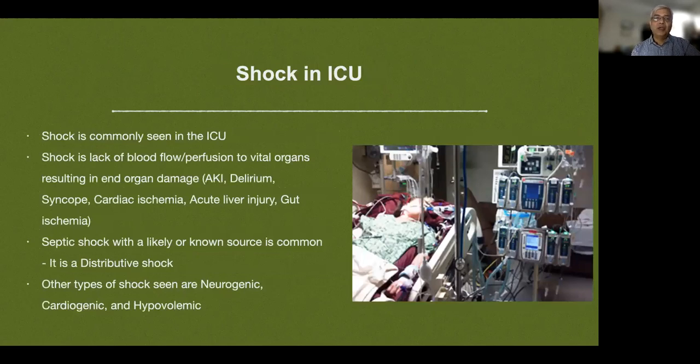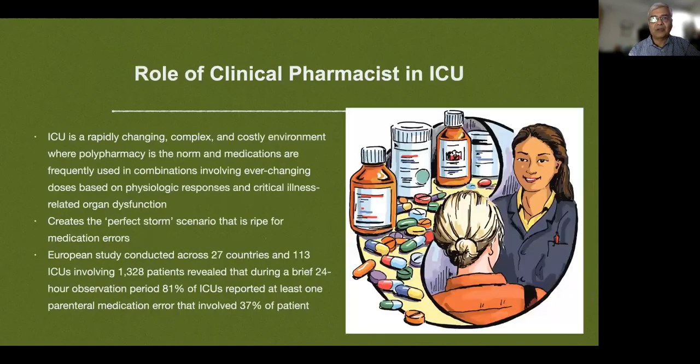Shock in the ICU. Patients in the ICU are commonly in a state of shock. What is shock? Shock is a lack of blood flow or perfusion to vital organs, which results in end organ damage. It can result in kidney injury. It can result in delirium, syncope in the brain. It can cause cardiac ischemia, that is less blood supply to the heart, acute liver injury, or gut ischemia, or ischemia to the intestines. Septic shock is more common in the ICUs, and it is a distributive kind of shock. The other types of shock which are seen in the ICU are neurogenic shock, cardiogenic shock, and hypovolemic shock.